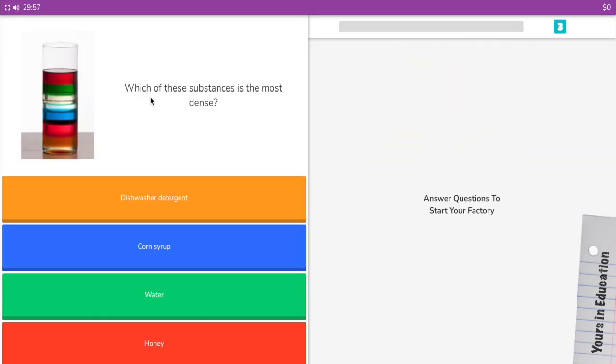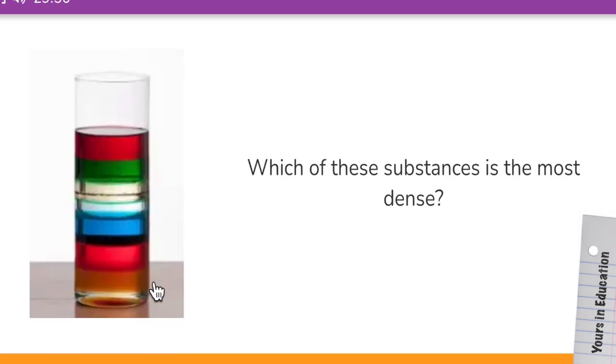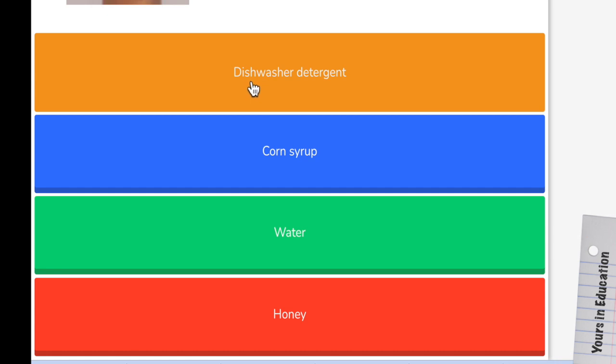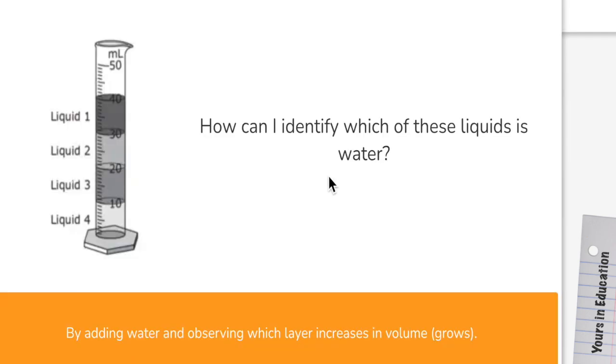Which of these substances is the most dense? I did a density tower, and I remember that honey and syrups were at the bottom. So which one is the most dense? Dishwasher detergent, corn syrup, that could be it, water, no, honey, yes, there you go, of course.